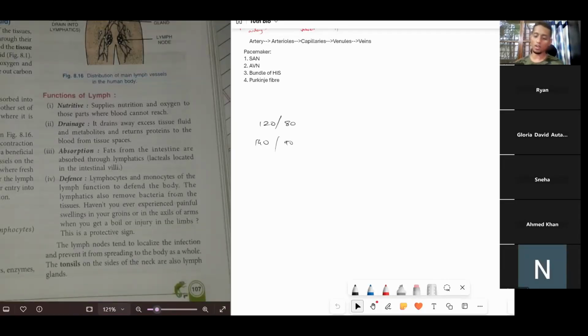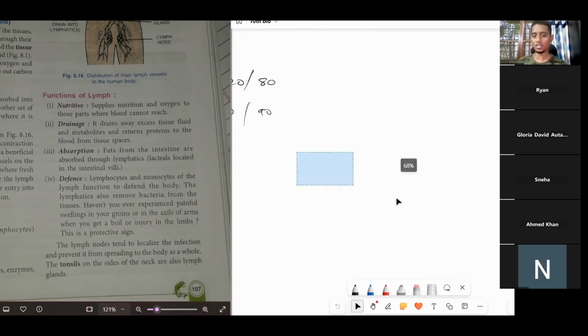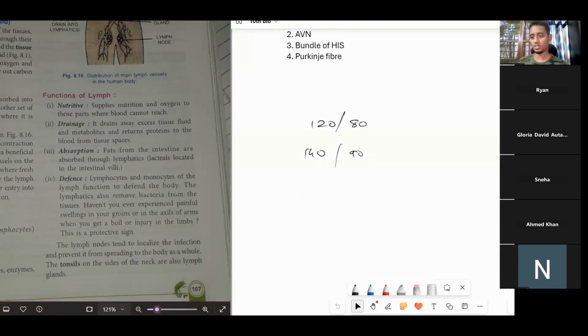Okay. Now, how is it inside your intestines? How does your intestines look? How is the inner part of your intestines?